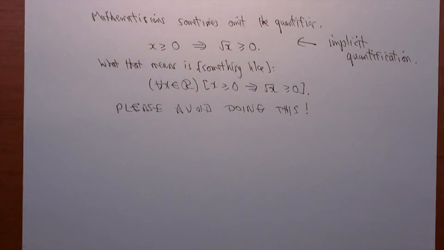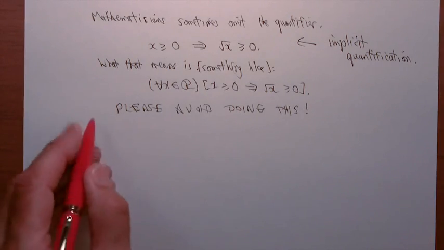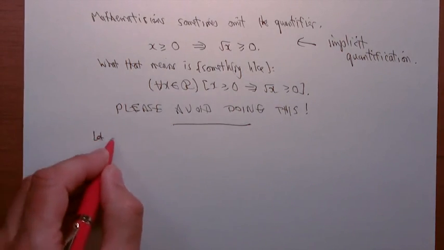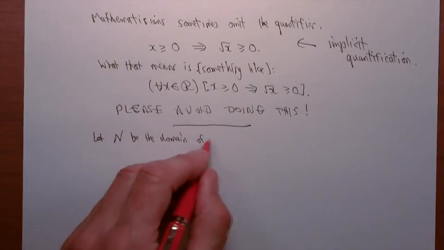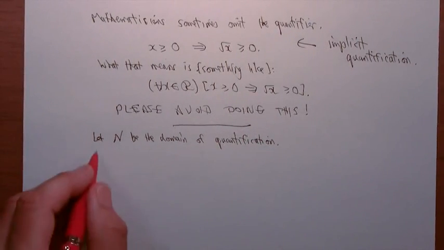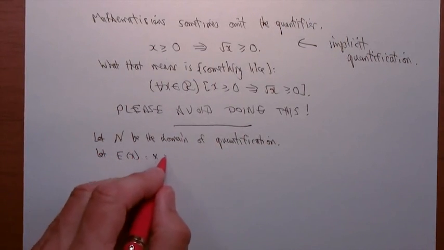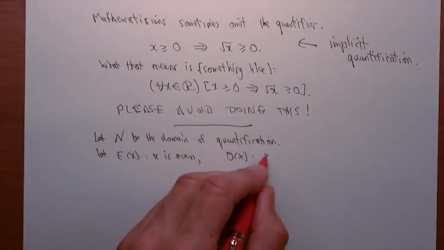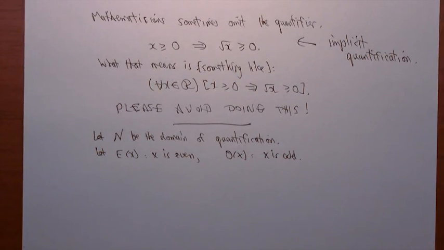And having given you one caution, let me give you another one. This is about combining quantifiers with conjunction and disjunction. Let me just do this by way of an example. Let N, the set of natural numbers, be the domain of quantification. Let E of x mean x is even, and let O of x mean x is odd.